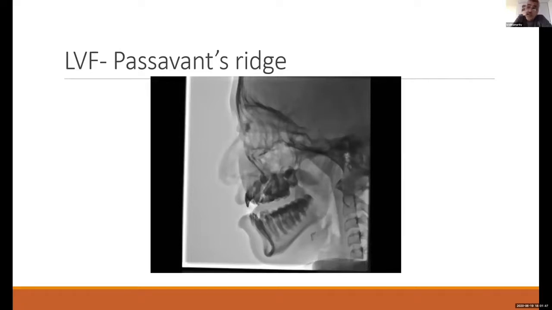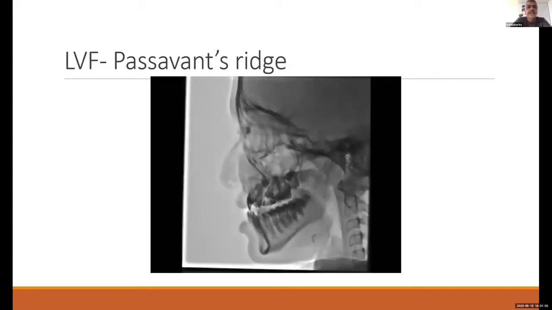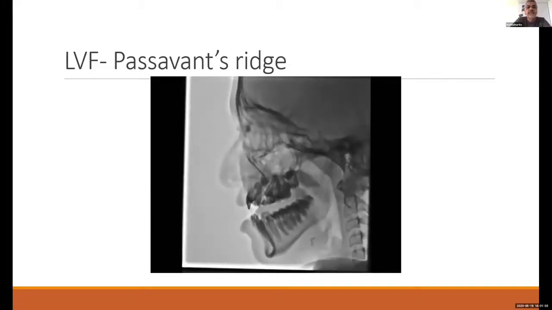if closure is not happening, there is no problem. But here, there may be a little bit of a debate on whether this patient needs any treatment at all in the form of a secondary speech surgery. Next slide, please.